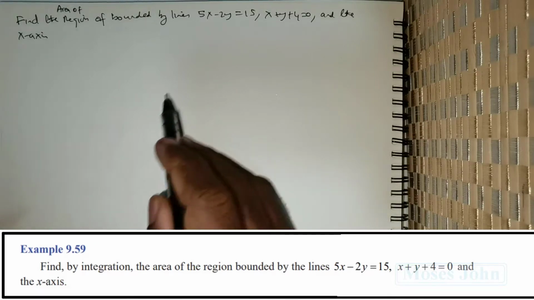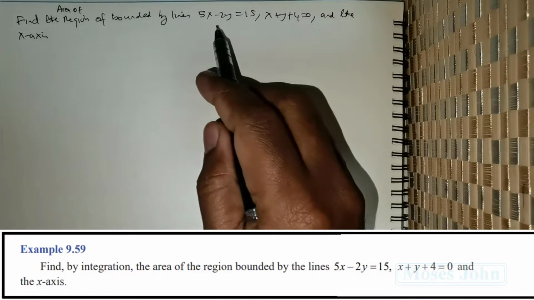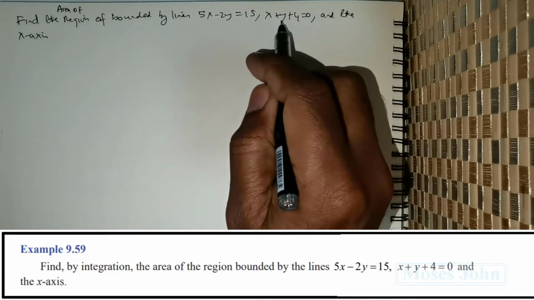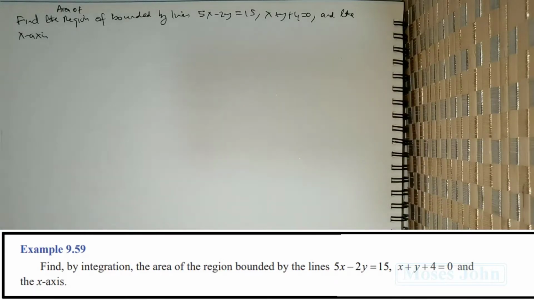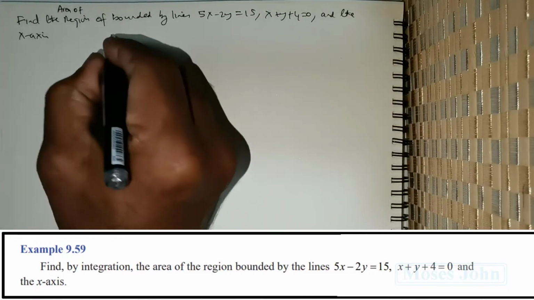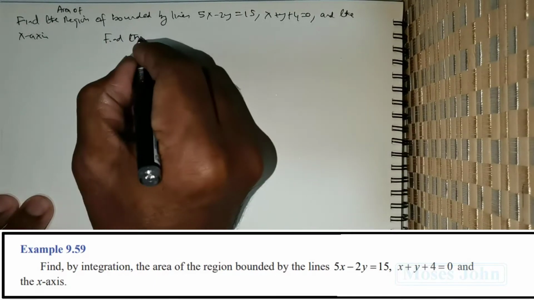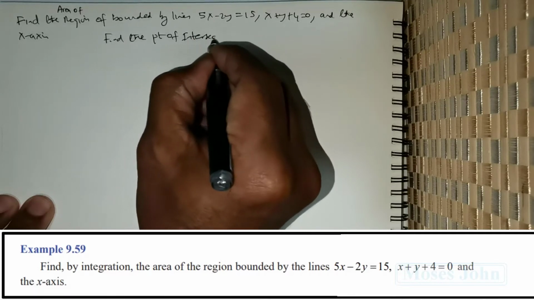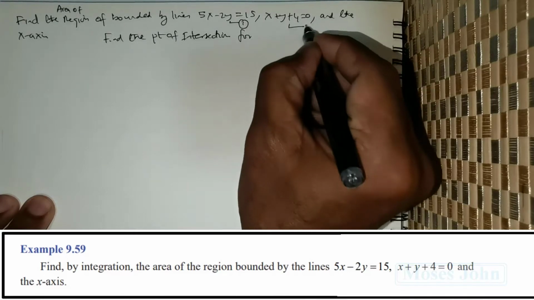Students, in this class we are going to find the area bounded by the lines 5x − 2y = 15 and x + y + 4 = 0 and the x-axis. So what we have to do is find the point of intersection for line 1 and line 2.